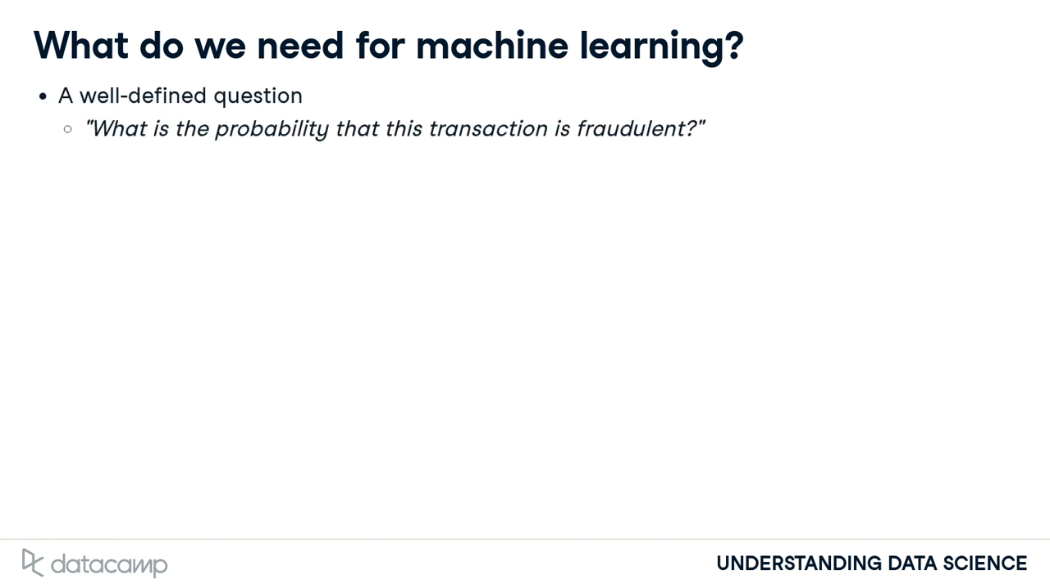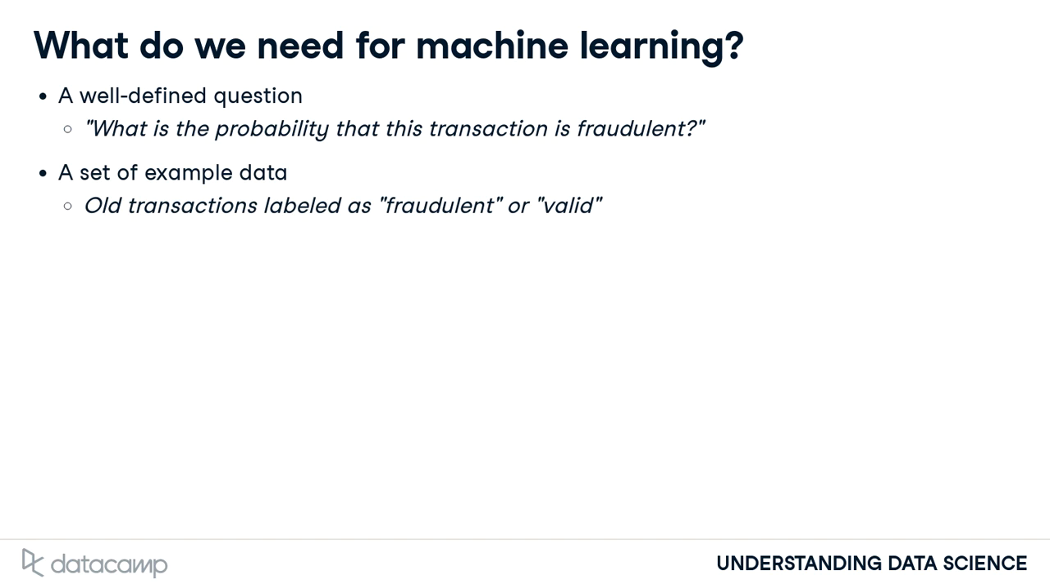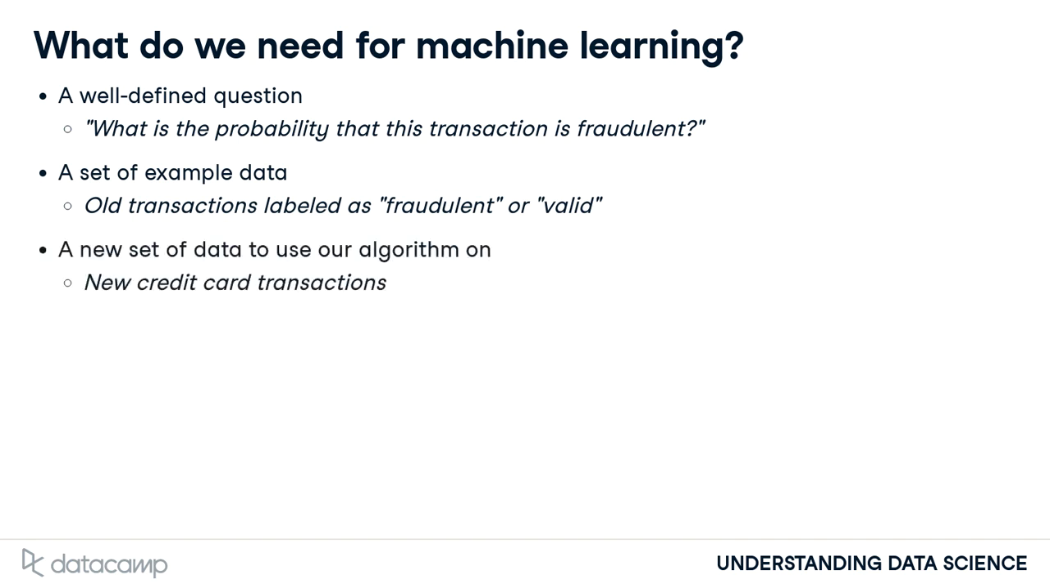Our question was, what is the probability that this transaction is fraudulent? Next, we need some data to analyze. We have months of old credit card transactions and associated metadata, like date and location, that have already been identified as either fraudulent or valid. Finally, we need additional data every time we want to make a new prediction. We need to have the same type of information on every new purchase so that we can label it as either fraudulent or valid.